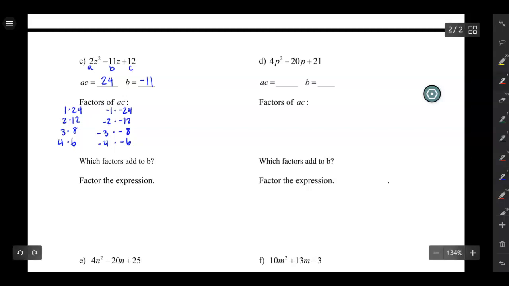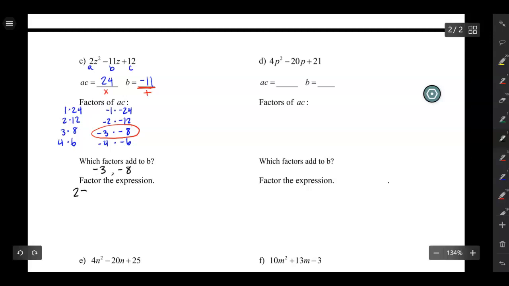So now what I'm going to do is I need to look for which pair of numbers is going to add up to give me negative 11. So we're looking for numbers that multiply to 24 that add up to negative 11. In this case, negative 3 and negative 8 works. If you have a hard time doing this addition or multiplication in your head, use a calculator. Don't forget that you can always grab a calculator and use it. So the two factors that I'm going to use are negative 3 and negative 8.